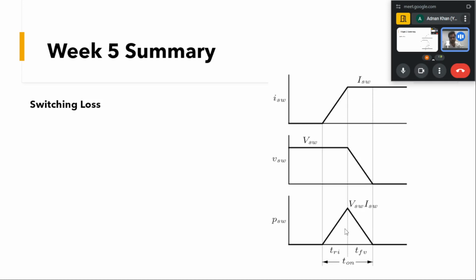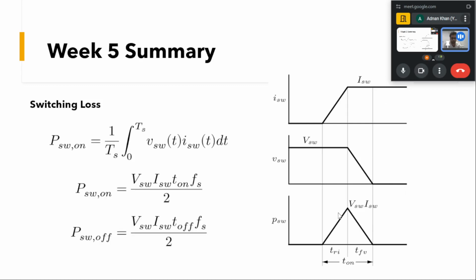In a similar fashion, we can do it for the turn off time as well, where the current will first go down and then the voltage will rise, and there will be an overlap here as well. So if you want to calculate the average of the switching power loss, it will be equal to 1 by Ts and the area under this curve. This can be assumed as a triangular curve, and we know the area of a triangle is half of base into altitude.